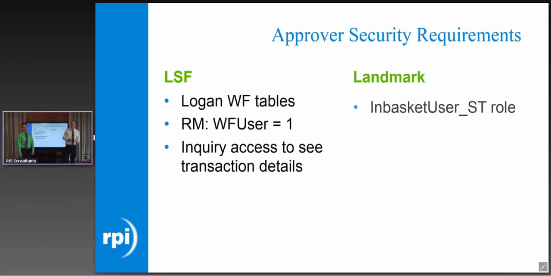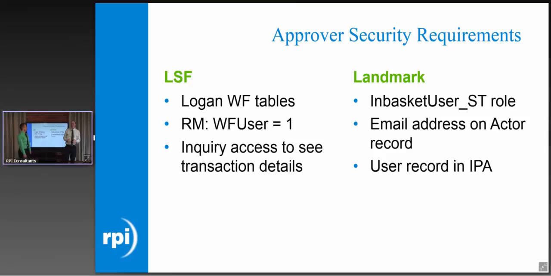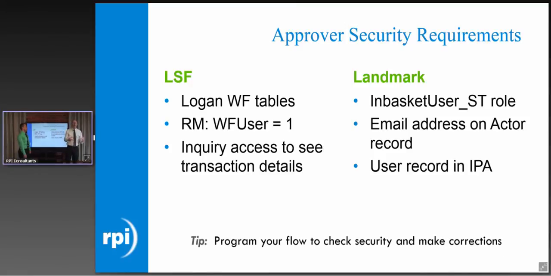So let's talk a little bit about approver security requirements. This is what different security pieces a user needs in order to be an approver. It's a bit more expanded than process flow. With process flow, you needed WF user equals 1 on your RM record, and you needed to be able to have inquiry access on some WF tables in Logan, like WF variable. And of course, you need inquiry access to see the transaction you're going to approve.